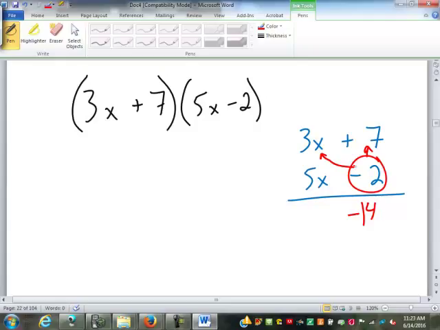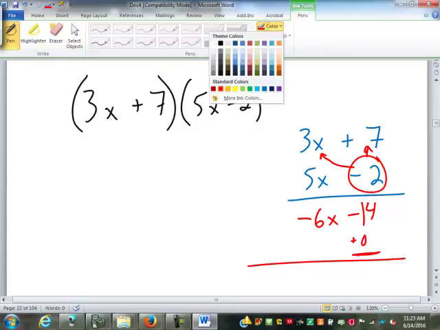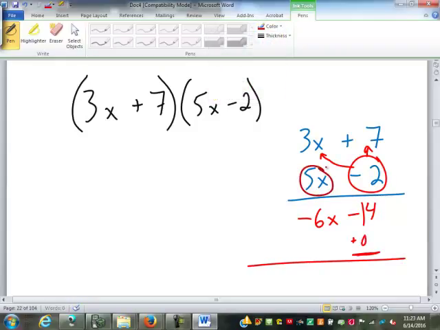Negative 2 times 3x is negative 6x. Now, just like with whole numbers, we've got to leave a blank spot here, or we could put a 0 in there if we wanted to, put in a plus 0. Now we have 5x times 7 is a positive 35x. So I put a plus in front of it.